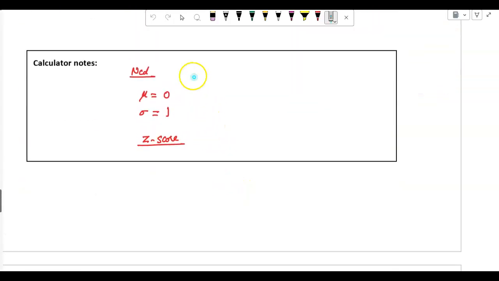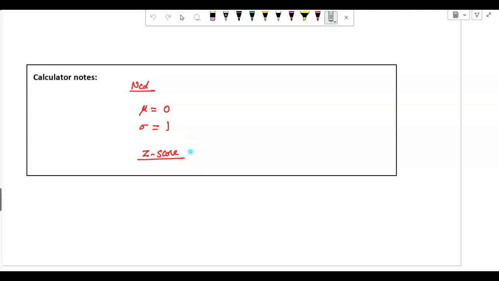So Z score. How can you find NCD on your calculator? You have to use your mean as 0 and standard deviation as 1. So NCD, mean is 0, standard deviation 1, and if you use any values, you will get your NCD. But what about lower and upper? Lower and upper will be given. That will be your Z score. Lower and upper should be your Z score. So let's say 1 and 10. No, 10 will be too big.